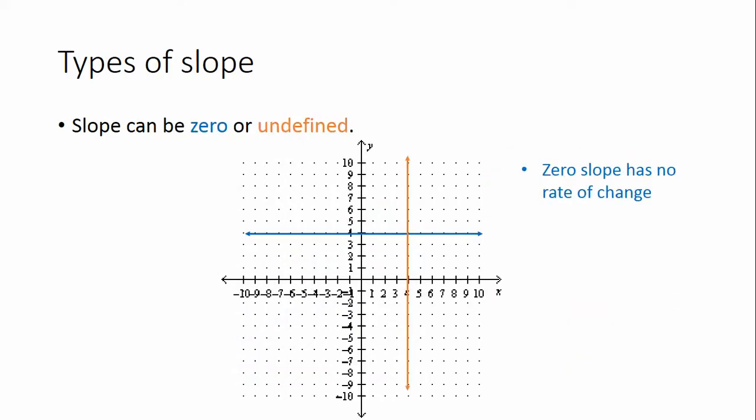Slope can also be zero, indicated by the perfectly horizontal blue line, or undefined, represented by the orange perfectly vertical line. It's important here to know that a zero slope line has no rate of change.